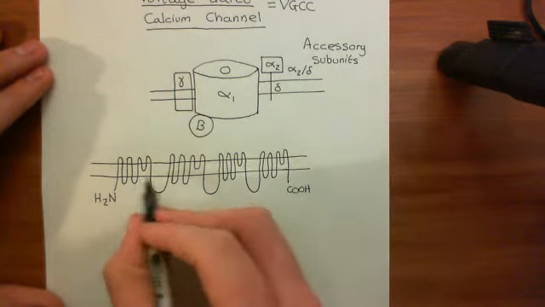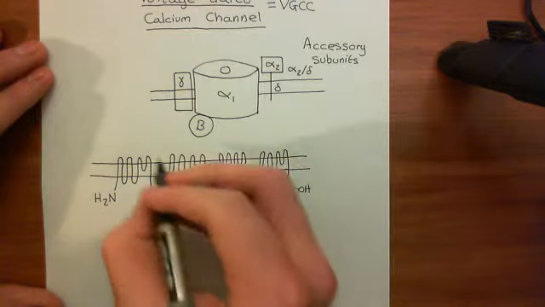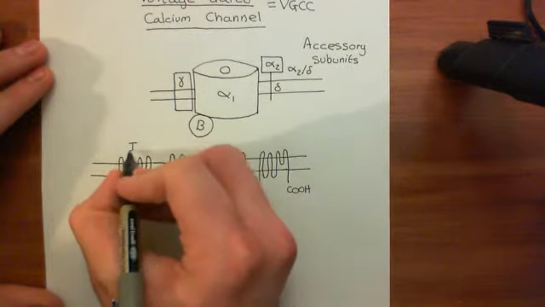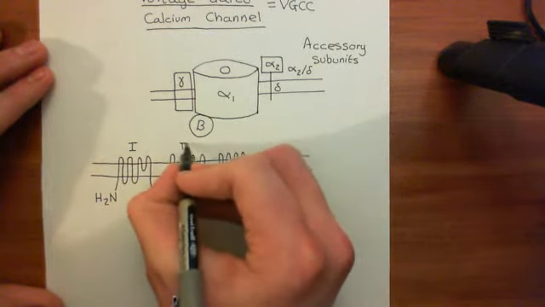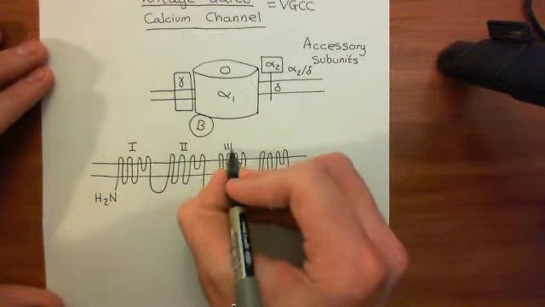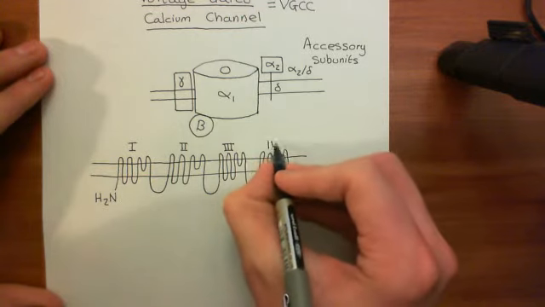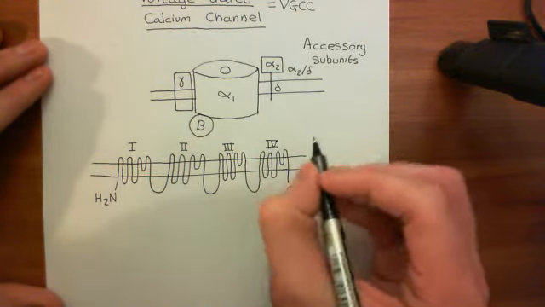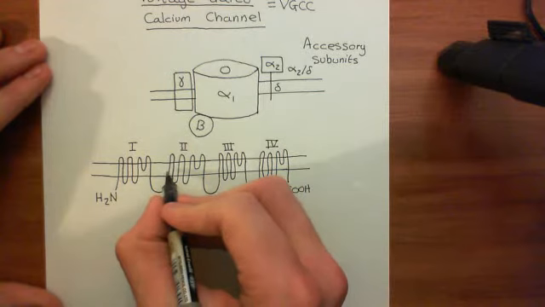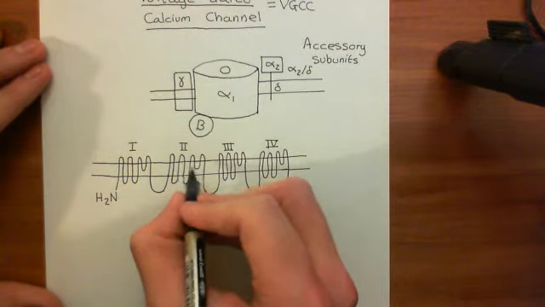So these 4 regions that are basically repeats of one another are called domain 1, domain 2, domain 3, and finally domain 4. And now all of these membrane spanning alpha helices are labeled basically.